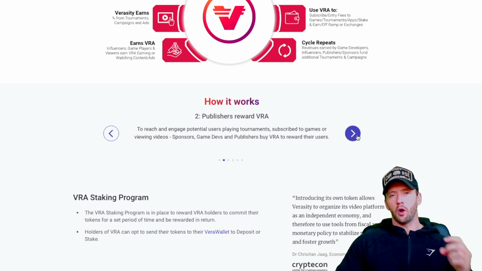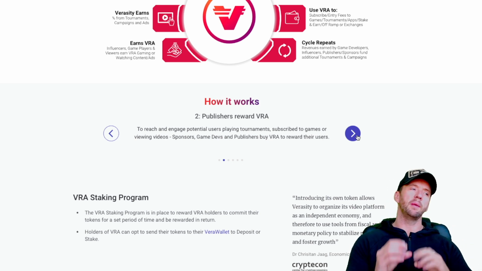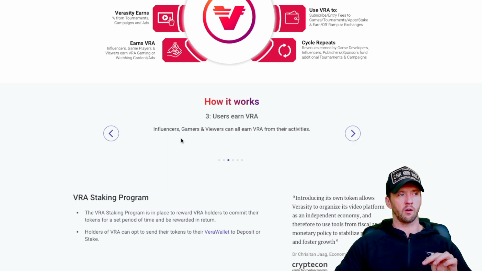Now, I know a lot of you have already seen this kind of thing and think, oh, well, that's nothing new. But please remember, this is just a small part of their use case. Here it says users earn VRA. So influencers, gamers, and viewers can all earn VRA from their activities, which is cool.